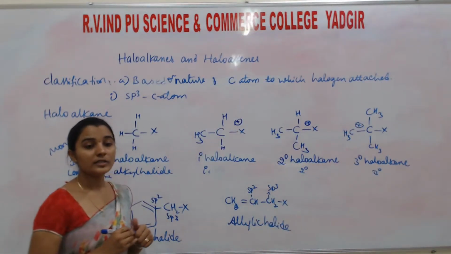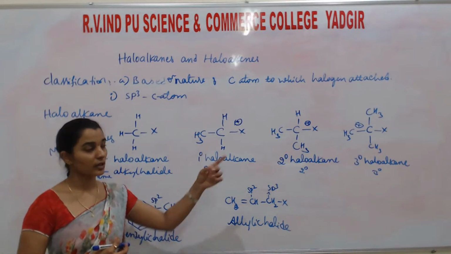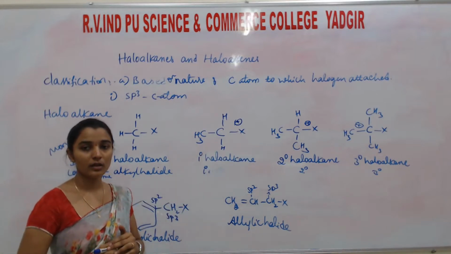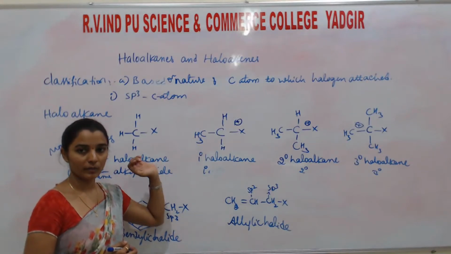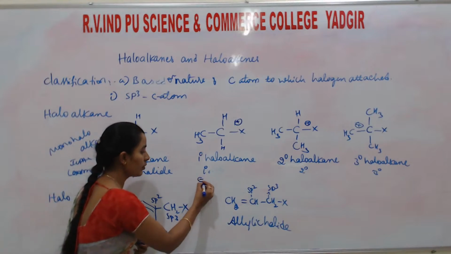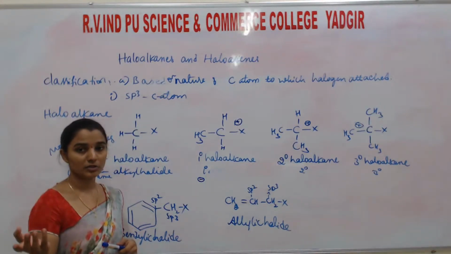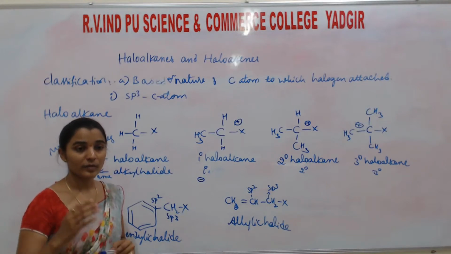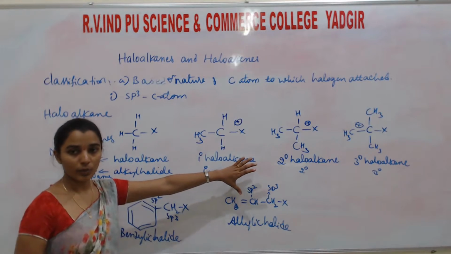If you want to explain the stability of these carbocations, tertiary is greater than secondary, greater than primary. Means tertiary is more stable than primary. If you consider negative ions, then primary is greater than secondary, greater than tertiary. Like that, to explain the stability and reactivity order, this one is very important.